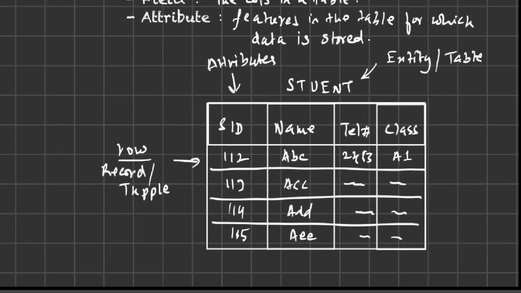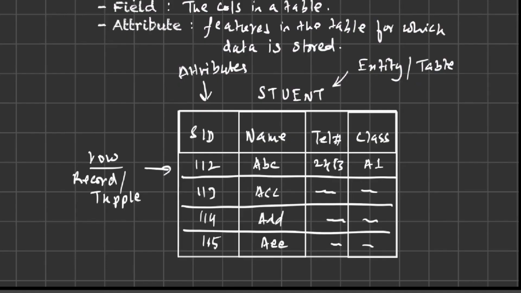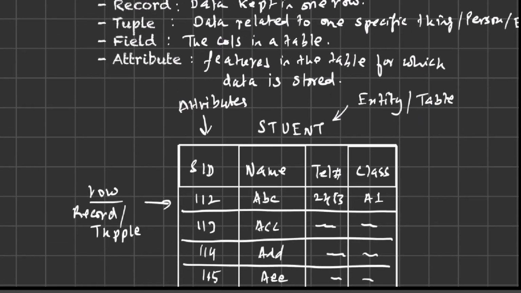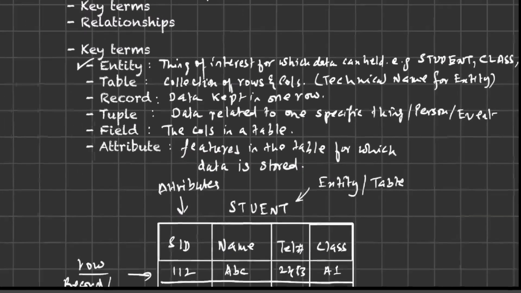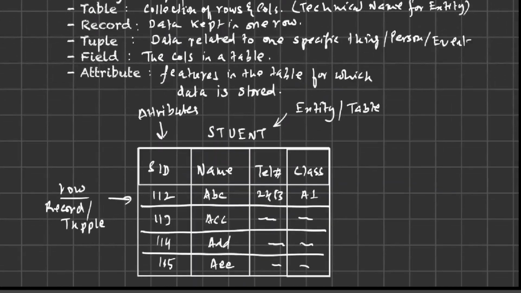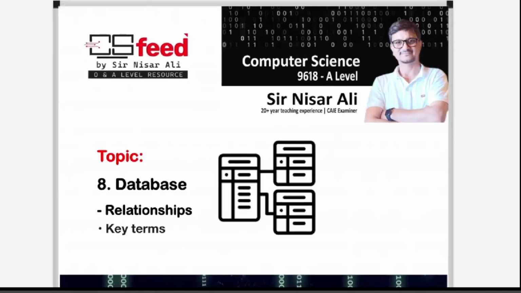All right. So this is the detail about the table, and this is the detail about an entity and all these terminologies that I've just mentioned here. I'm sure this thing is clear. All right. So let's move forward, moving to the next. Now the second part, that is the relationship.